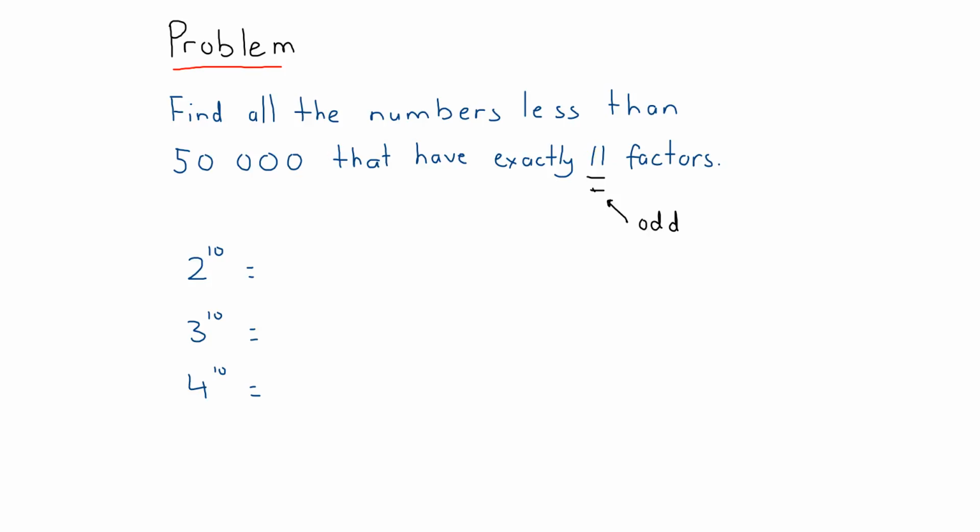You can get your calculator too, and you can go, okay, well, 2 to the 10, and working that out is 1024. Okay, 3 to the power of 10 equals 59049. Oh no, we're already bigger than 50,000. So we cross that out.